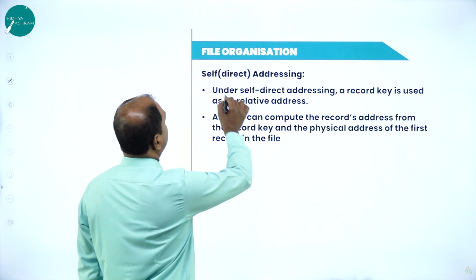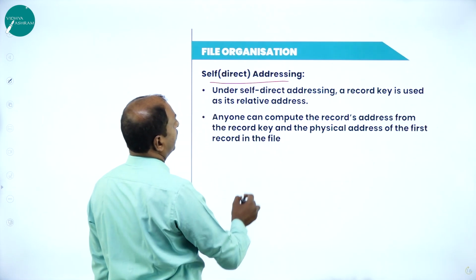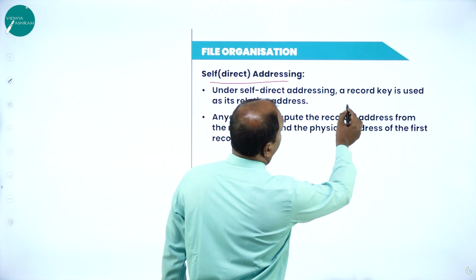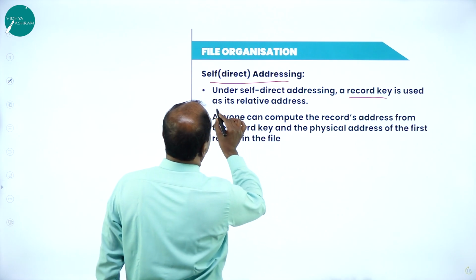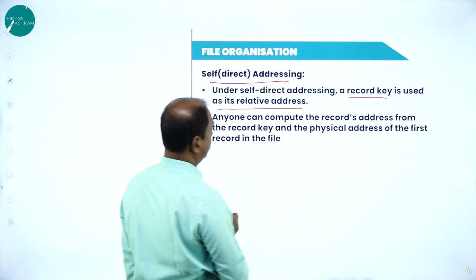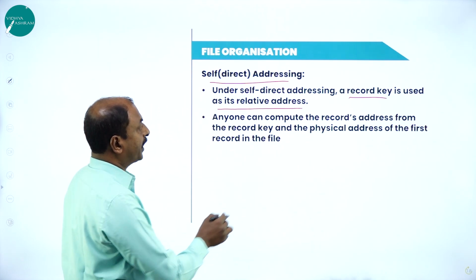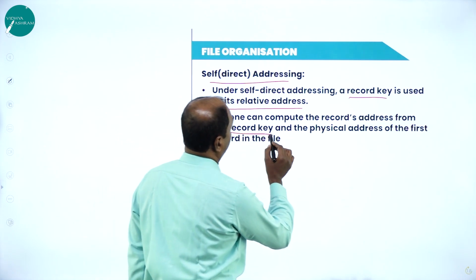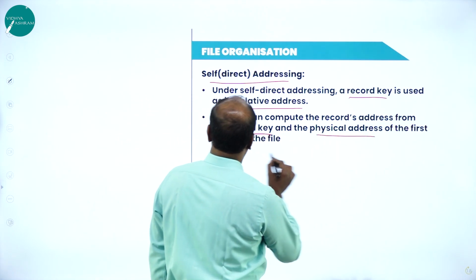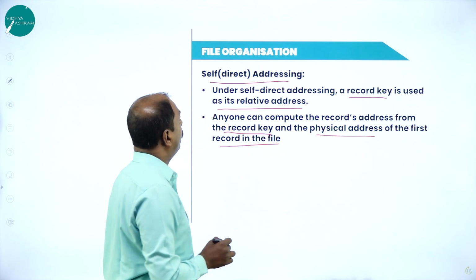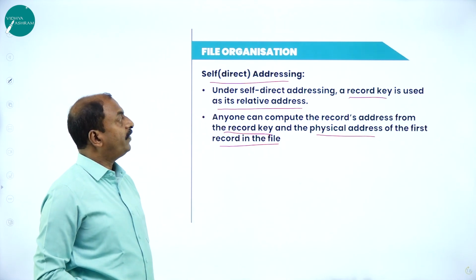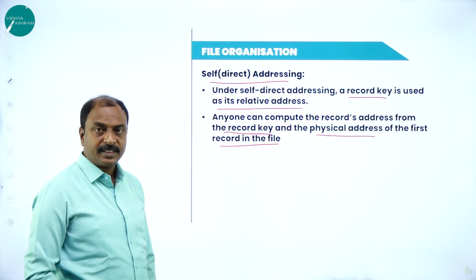Next one is called self-addressing. Here, under self-direct addressing, a record key is used as a relative address. Anyone can compute the record's address from the record key and the physical address of the first record in a file. So this is self-addressing file organization.